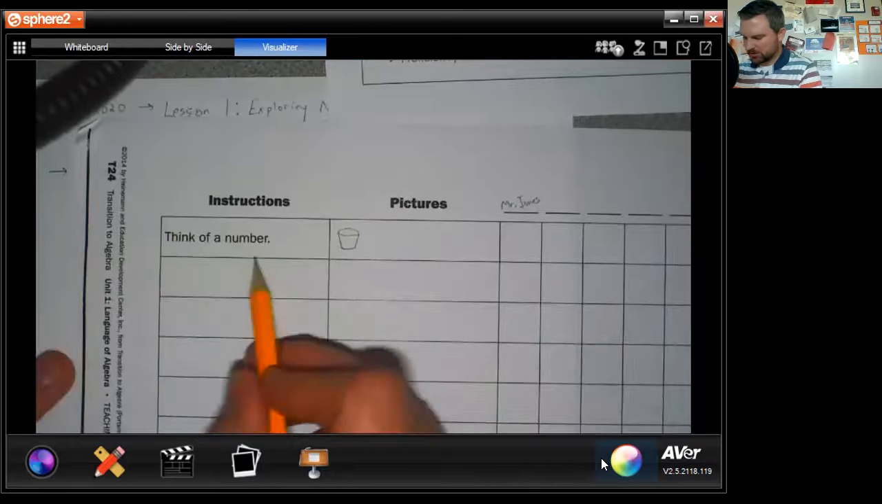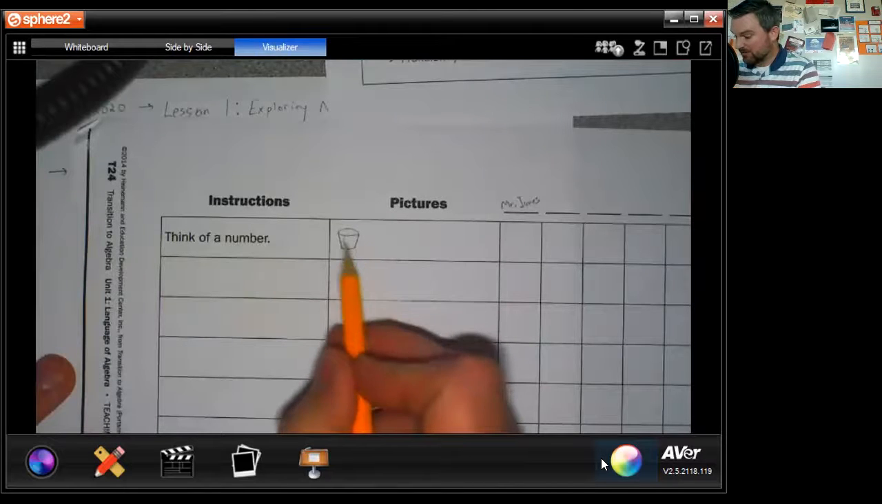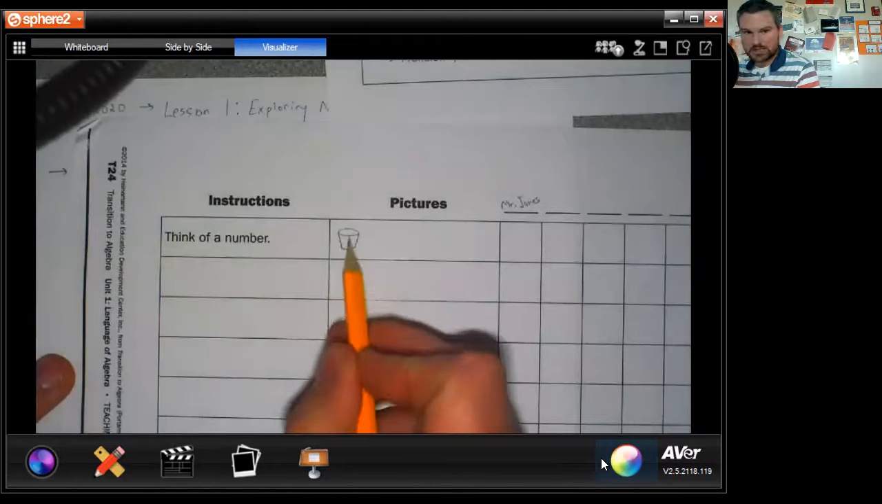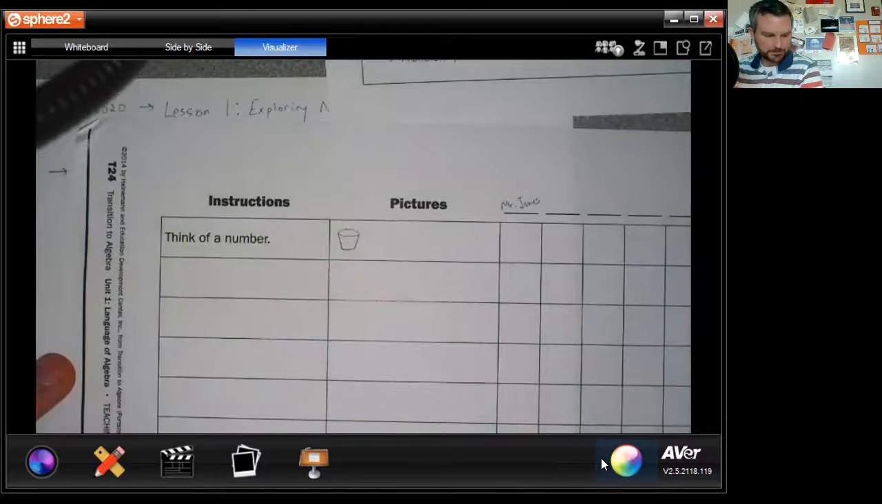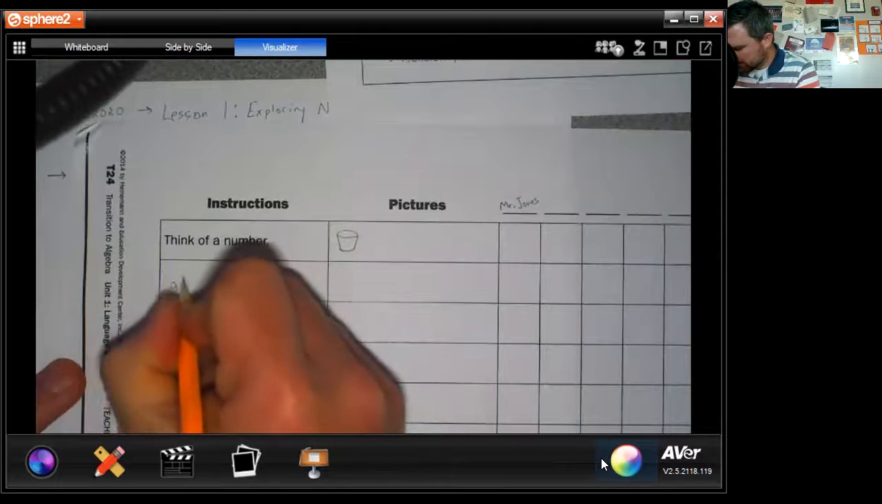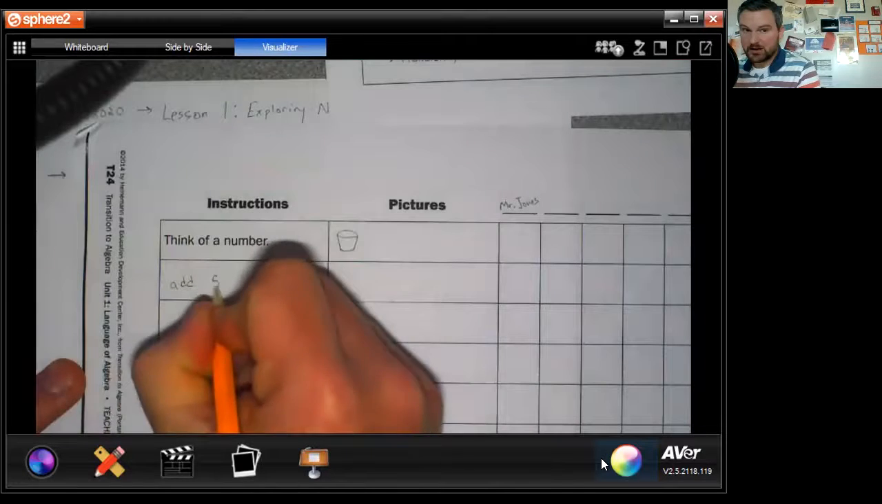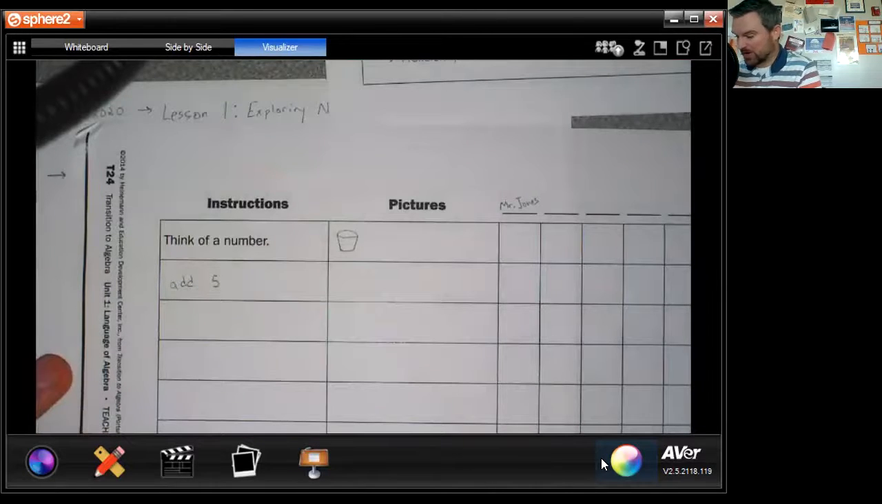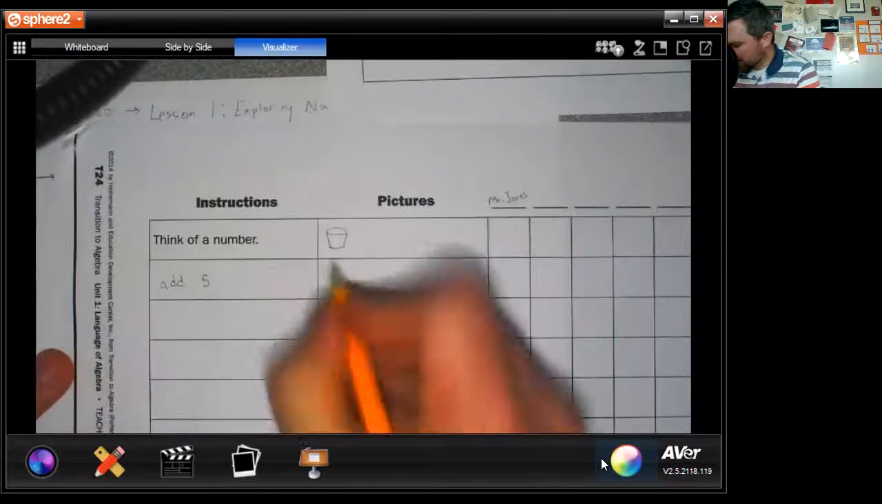So we picked a number. That represents this bucket. Everybody probably had a different number, and that's fine. That represents any number that you picked. The next thing we did was we added 5. Now, 5 is a specific number, so it can't be represented with a bucket, but I still have that bucket.